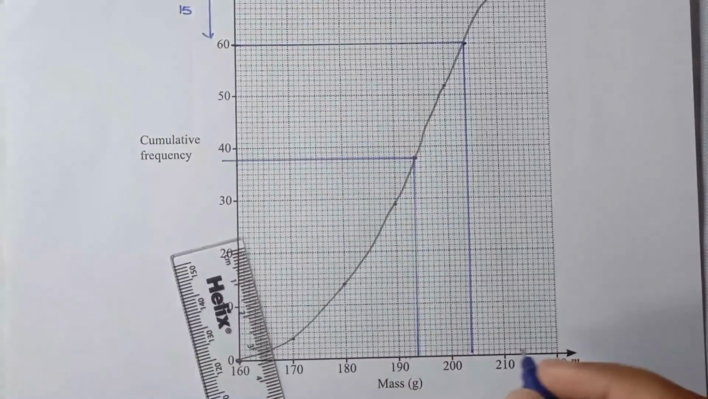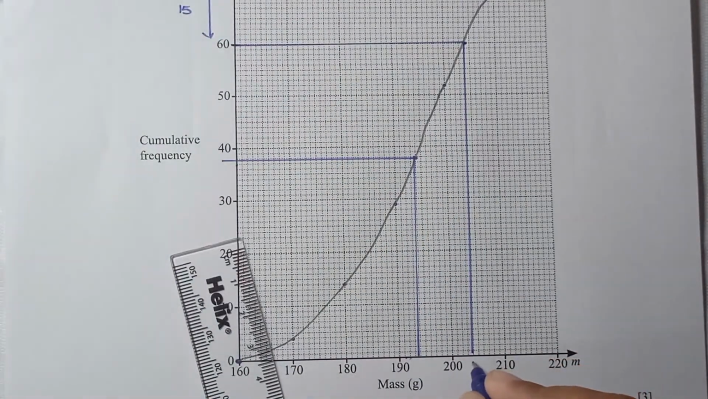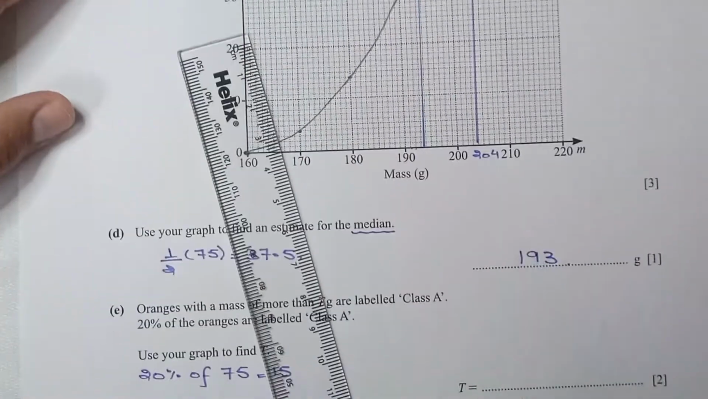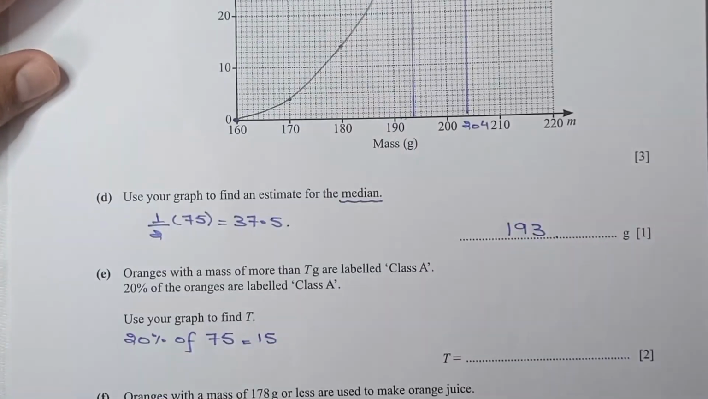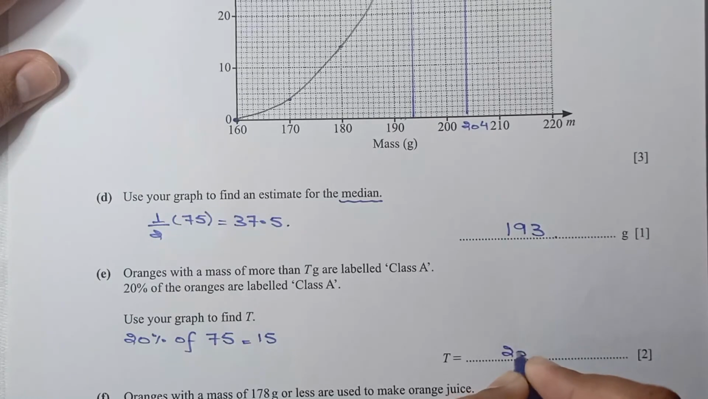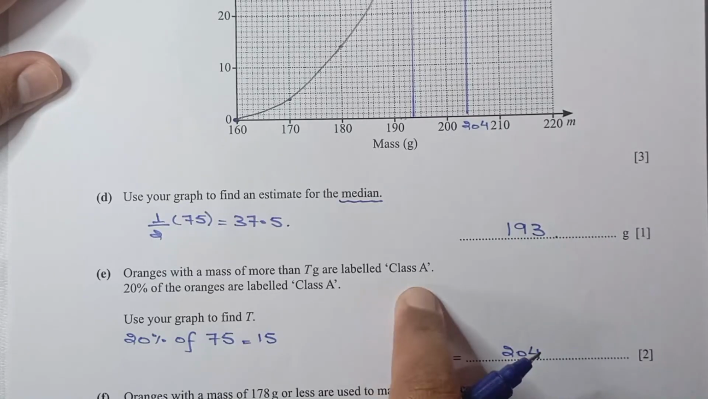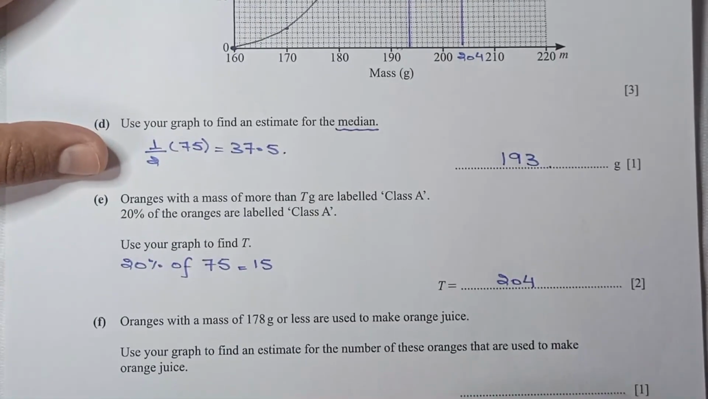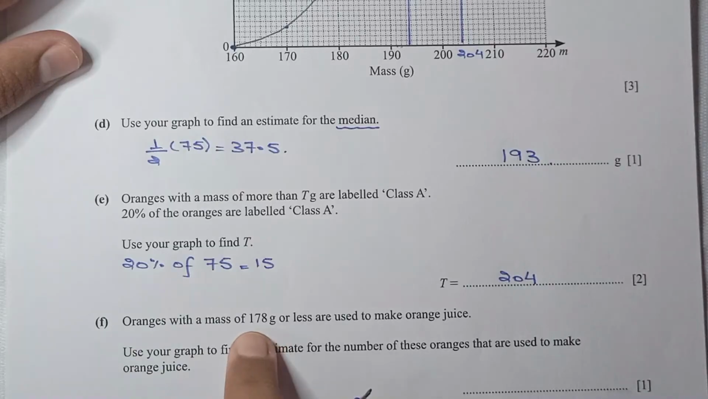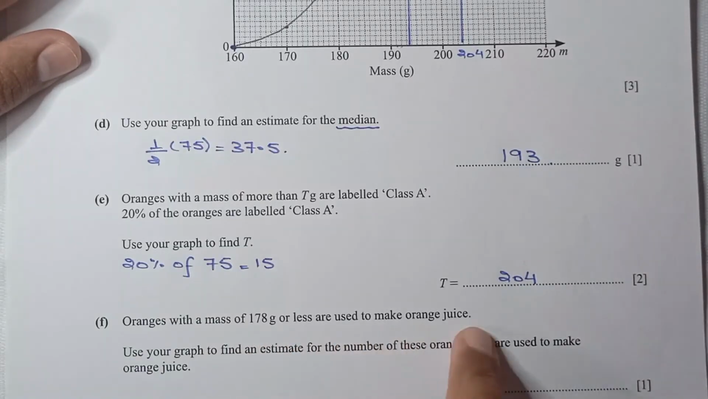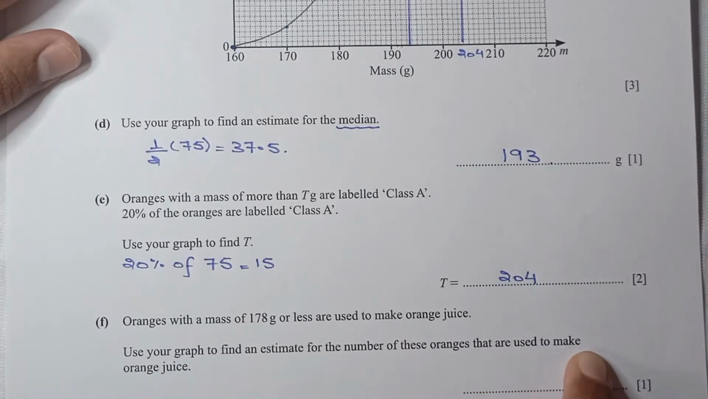Yes, so 204. We can say that 204 grams of oranges are labeled as class A. Right, now for the F part, oranges with a mass of 178 grams or less are used to make orange juice. Use your graph to find an estimate for the number of these oranges that are used to make orange juice.